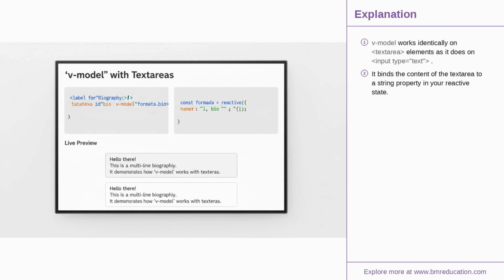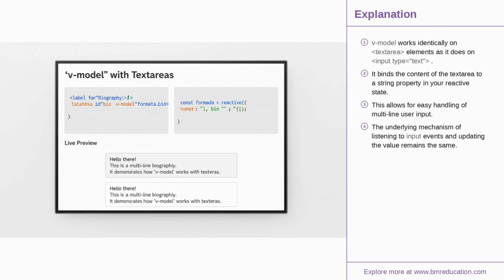The exact same principle applies to multi-line text areas. You use the v-model directive directly on the textarea element. This provides a seamless way to handle larger blocks of text, like a user biography or a comment, with the same reactive benefits we saw with single-line inputs. Let's add one to our form.